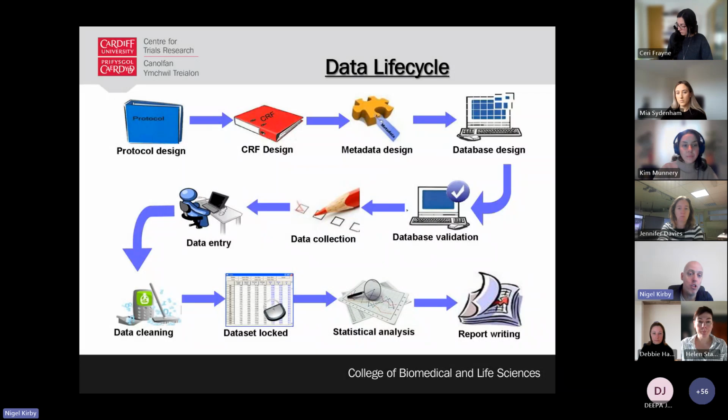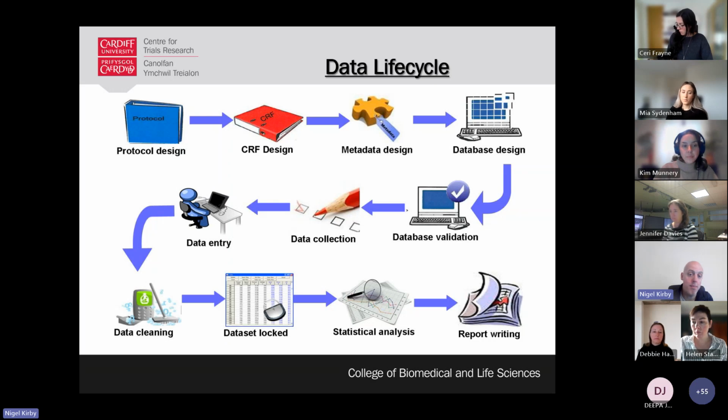We then move to using this metadata and our CRFs to build our databases so that when the researchers, either in the field, in hospitals, or participants are answering these questions, these will likely be on our database.